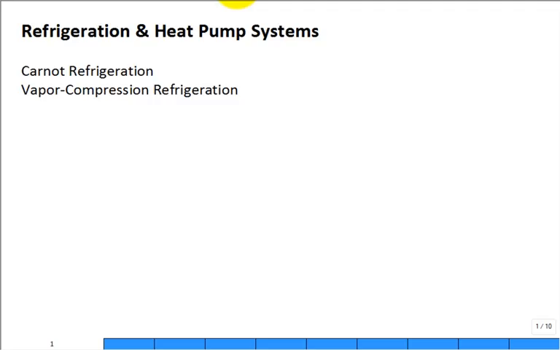So this is our second lecture on refrigeration and heat pump systems or cycles. Last time we talked about the Carnot refrigeration and even alluded to what is wrong with it. And so I'll summarize there to bring us to the vapor compression refrigeration cycle.